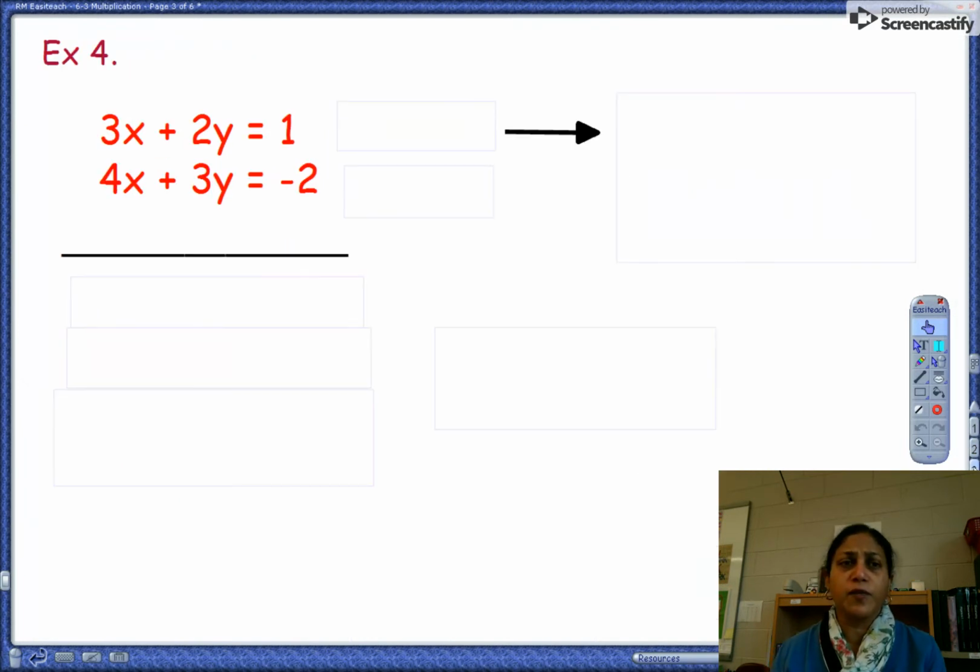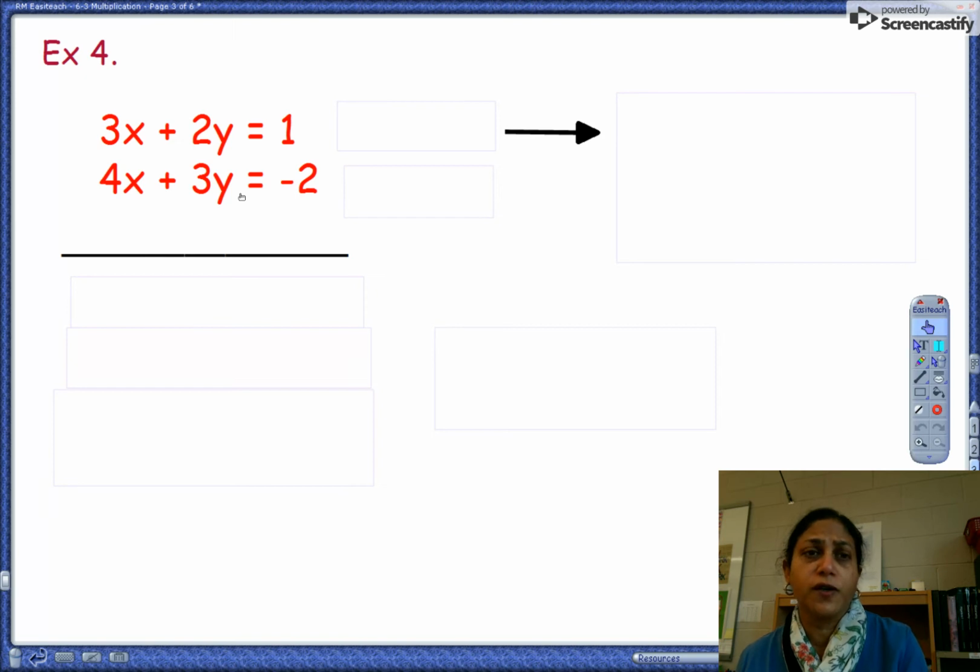Now, sometimes it's not enough to change just one equation. We have to change both equations so that we can cancel. And in this case, not only do you have to change the coefficient using the LCM, but you also have to change the sign of one of these. I like to keep my top equation with the positive. So I'm going to multiply my top equation by 3, and I'm going to multiply that bottom equation by negative 2.